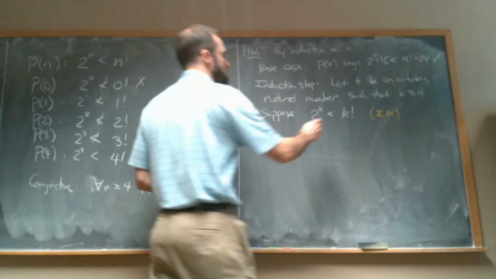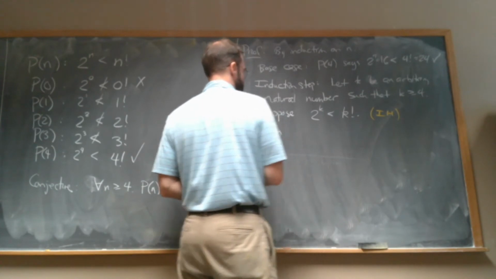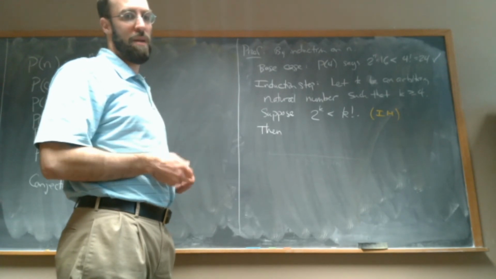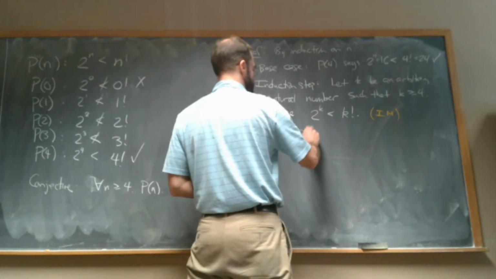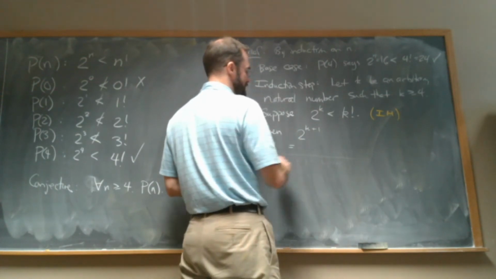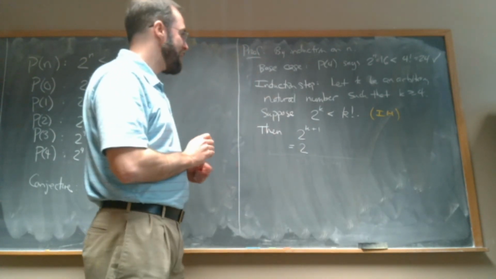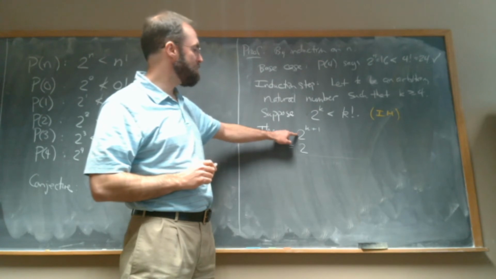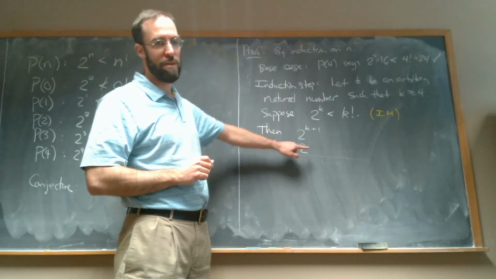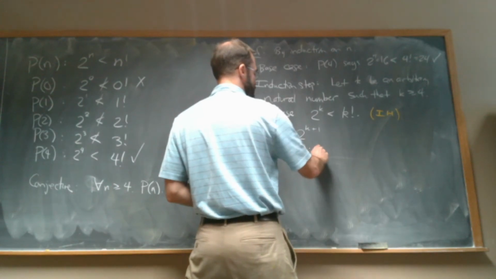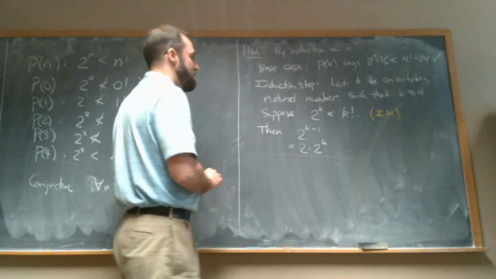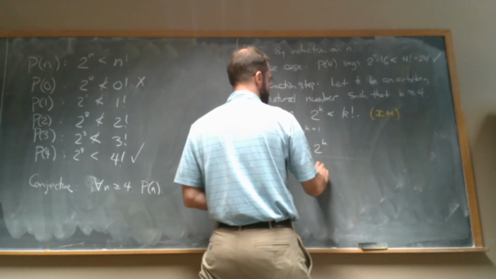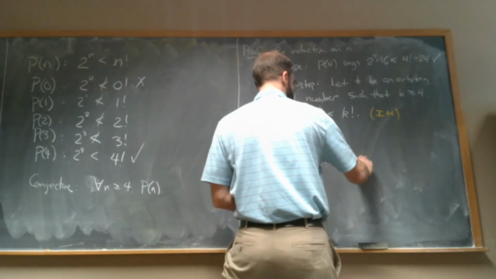Then we want to show P of k plus 1, which says that 2 to the k plus 1 is less than k plus 1 factorial. So if I start with 2 to the k plus 1, that's equal to, well, I can pull out a 2. Again, I'm looking for a way to use my induction hypothesis that I've assumed. And it says something about 2 to the k. So if I pull a factor of 2 out of here, I'm going to get 2 times 2 to the k. So this is 2 times 2 to the k, which by the induction hypothesis is less than 2 times k factorial. So this is because of our induction hypothesis.